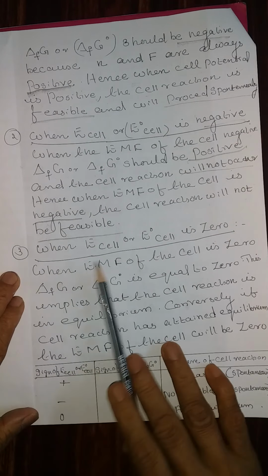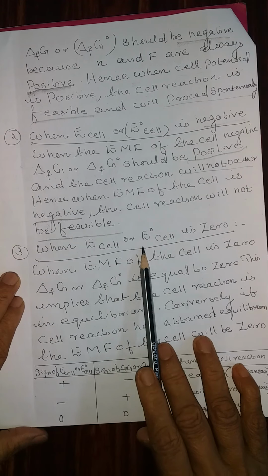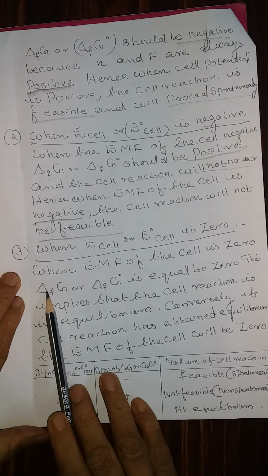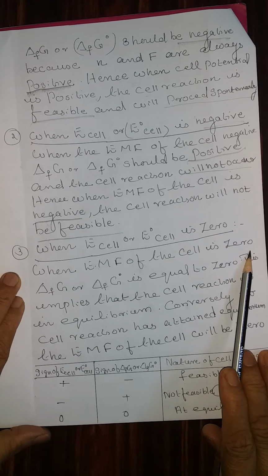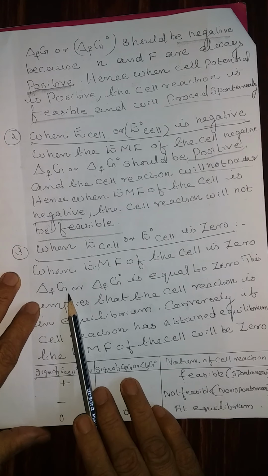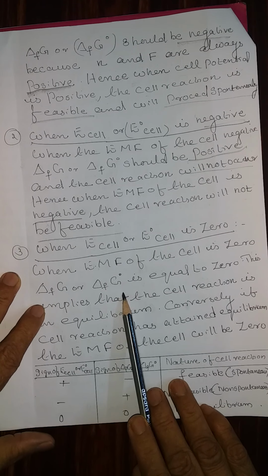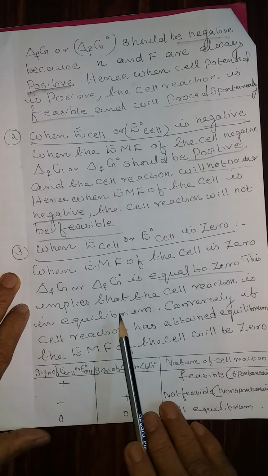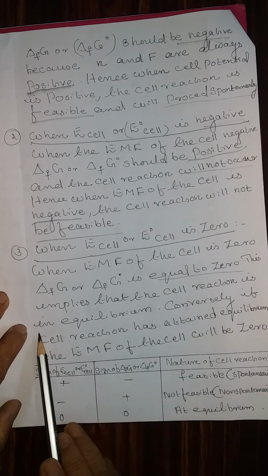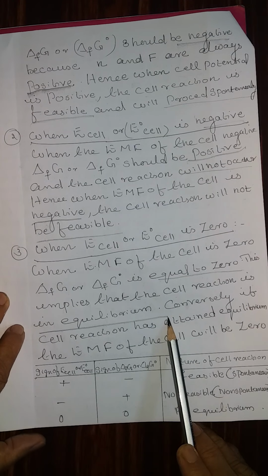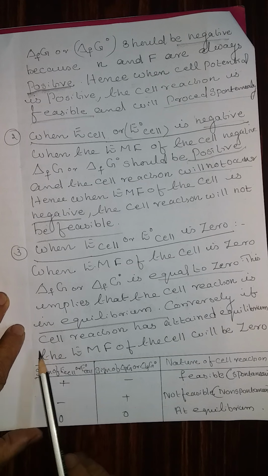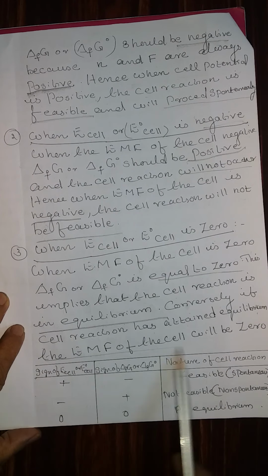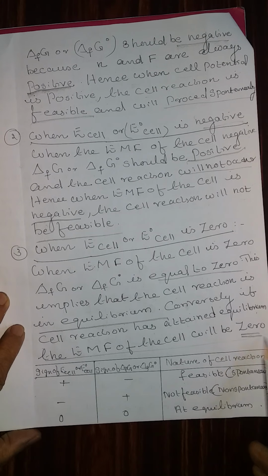Third case, when the EMF of the cell or standard EMF of the cell is 0. When the EMF of the cell is 0, delta G, that is free energy change or standard free energy change, is equal to 0. This implies that the cell reaction is in equilibrium. Fill in the blank question. Conversely, if the cell reaction has attained equilibrium, the EMF of the cell also will be equal to 0.